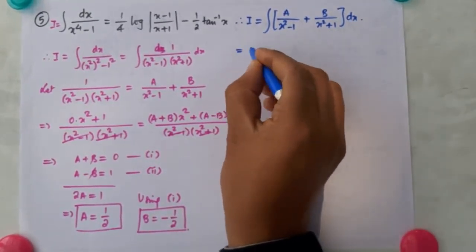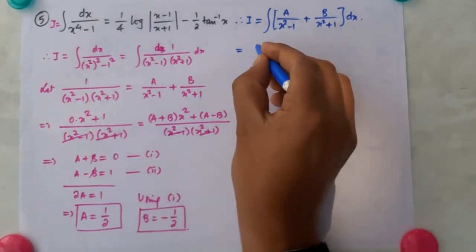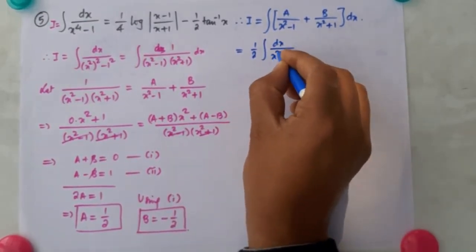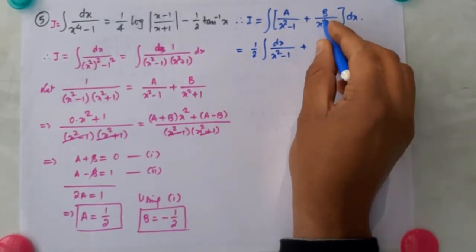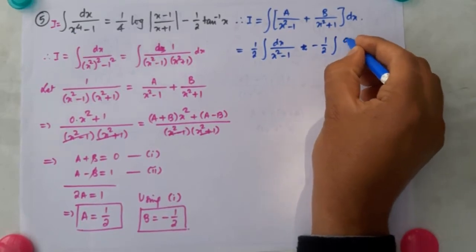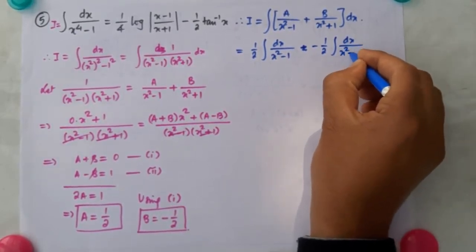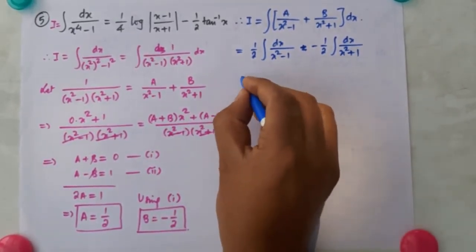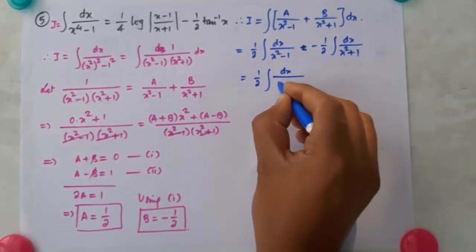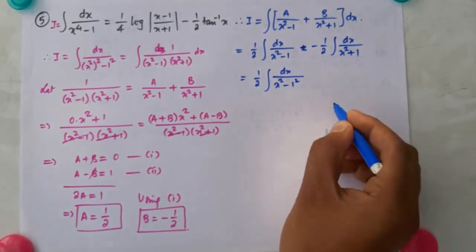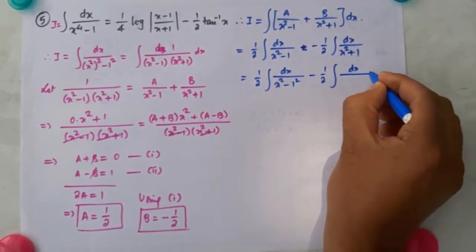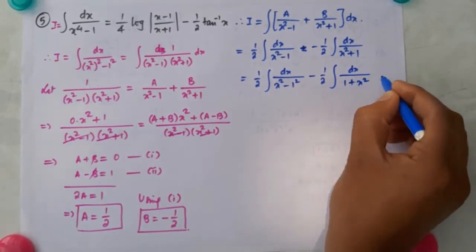Okay, so what is a? A is half, so half integral dx by x square minus 1 plus b, b is minus half, so that's why minus half integral dx by x square plus 1. Let's simplify this further, so this can be written as half integral dx by x square minus 1 square, minus half integral dx by 1 plus x square.